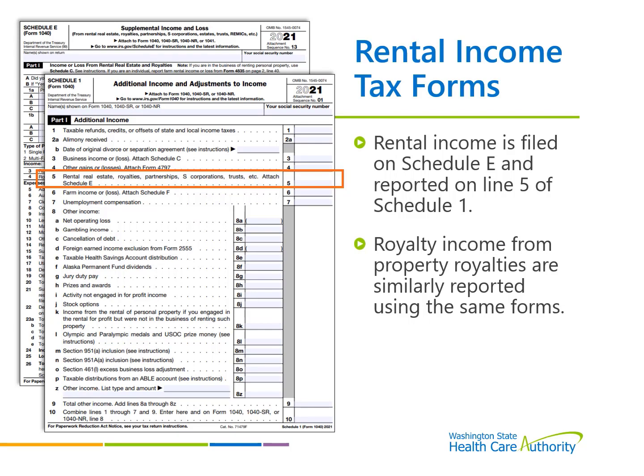Rental income tax forms. Rental income is filed on Schedule E and reported on line 5 of Schedule 1. Royalty income for property royalties are similarly reported using the same forms.